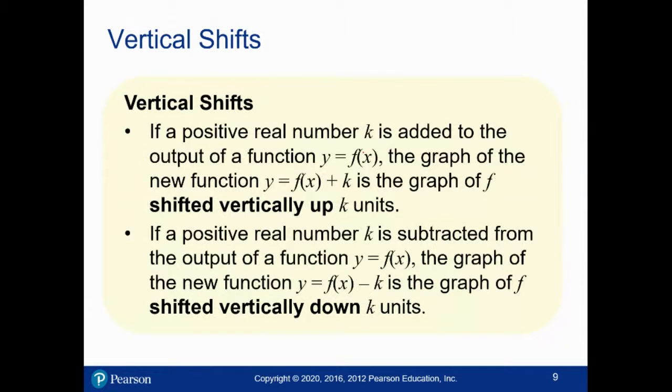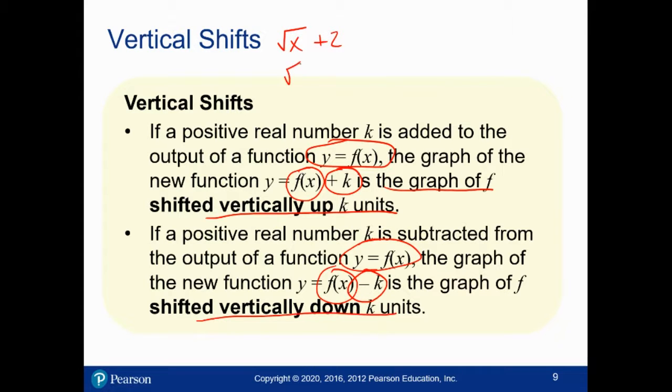Okay, so a vertical shift: if you already know how to draw the graph of f of x, and you have the exact same function plus a number k, you just take the same graph and shift it vertically up by k units. And if you have f of x minus a number k, you take the same graph and shift it down by k units. This is what's called a vertical shift up or down. Okay. And again, the example we had was root x plus 2. This was up by 2 units, or root x minus 2.